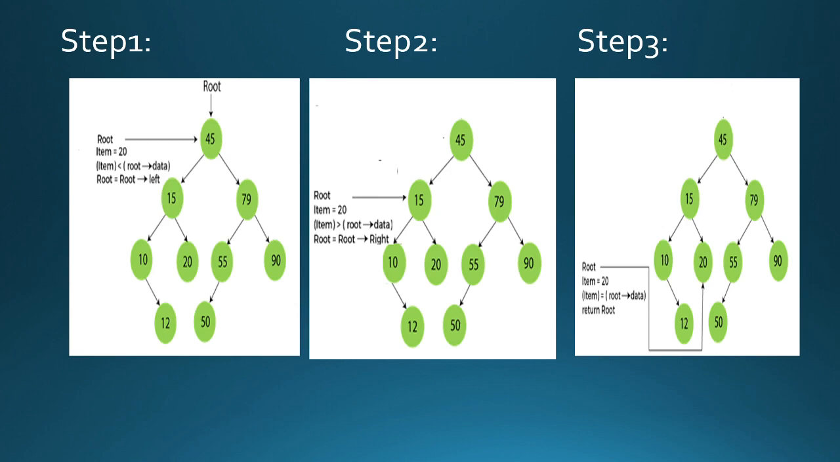Then it goes to step 3. Then 20 becomes the root. The root is 20 and the item is 20. The item is equal to root data. So the data and the root are equal, so it returns the root. And this is the searching in the binary search tree.